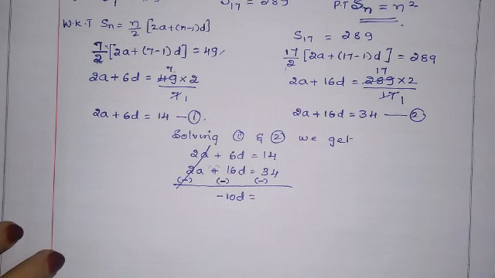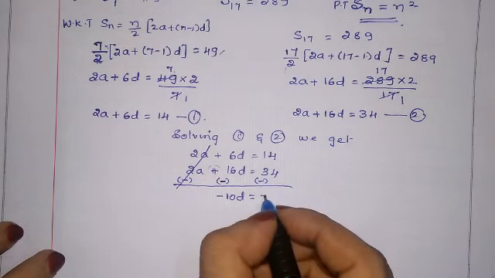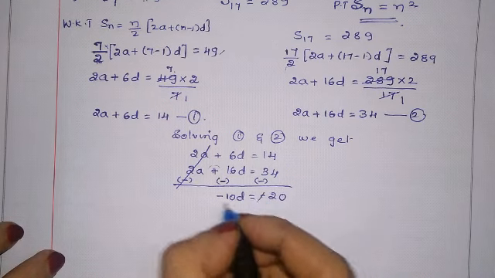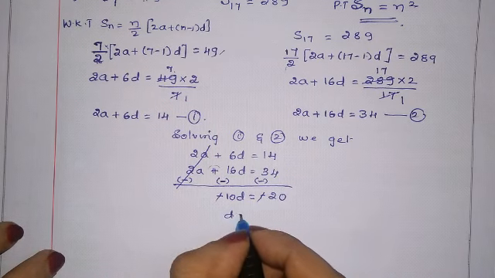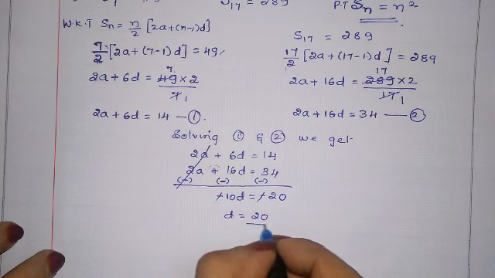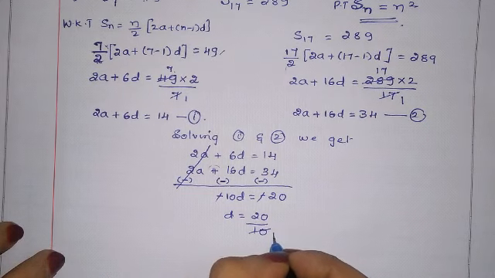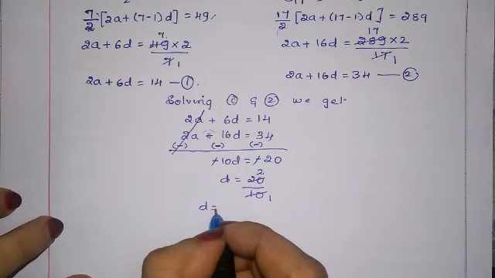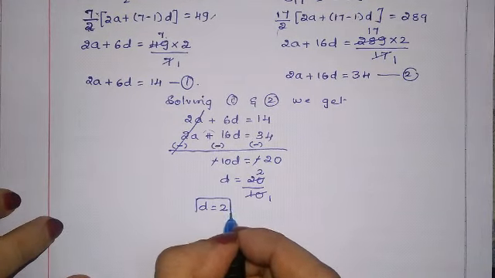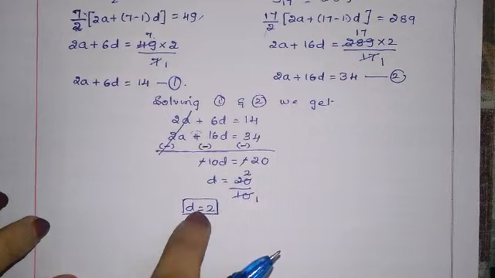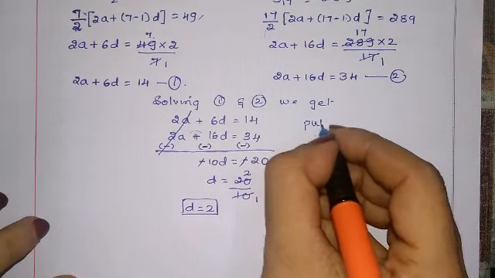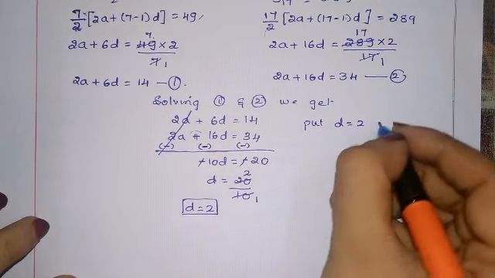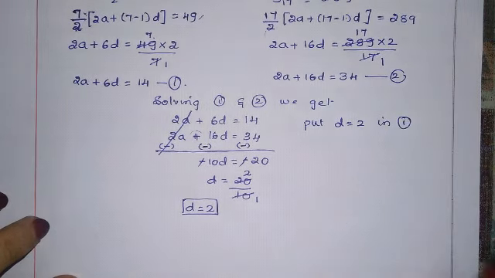34 minus 14 is 20. But the greater sign is minus, so minus 20. Minus minus gets cancelled. So d is equal to 20 by 10. 10 1s are 10, 10 2s are 20. What we got? d is equal to 2. What we have to do next step is put d is equal to 2 in equation 1.